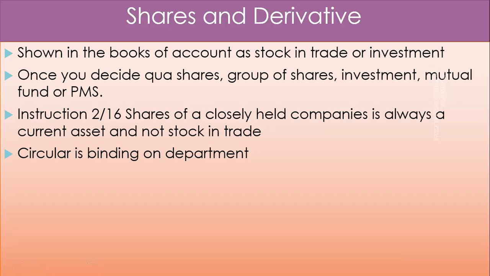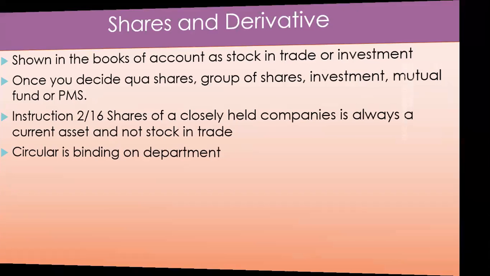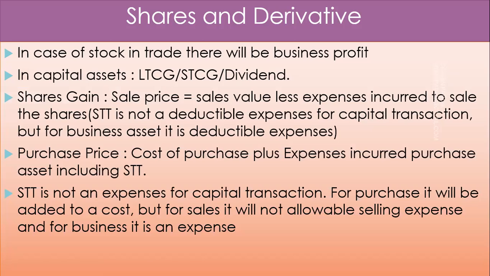Circular is binding on the department. So the 2016 circular is binding on the department. Instruction is binding on the SSE. That is the distinction between circular and instruction. Shares and derivatives: in case of stock in trade, there will be business profit, that is, whatever business I earn, and the expenses incurred for that would be allowable as an expense. In a capital asset, there will be long-term capital gain, short-term gain and dividend.